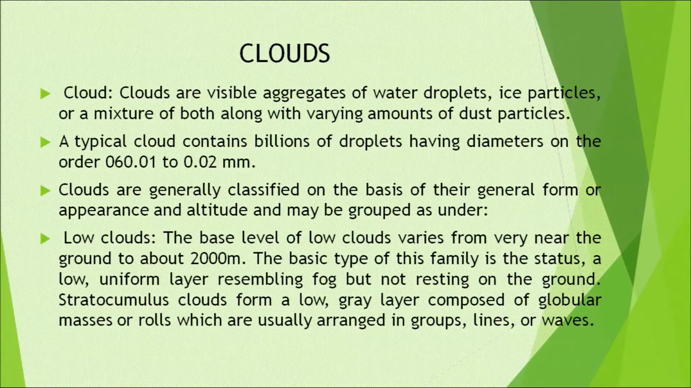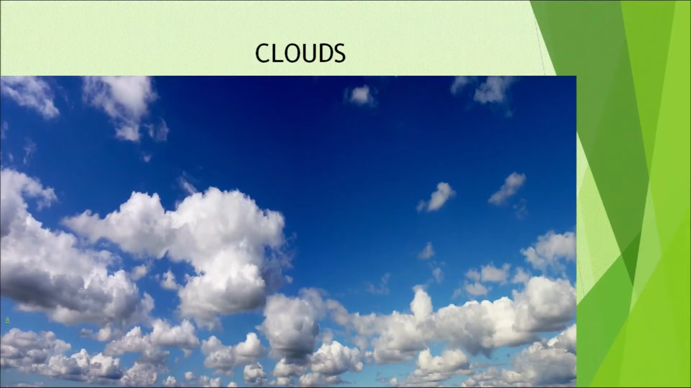Clouds are generally classified on the basis of their general form or appearance and the altitude, and may be grouped as number 1, low clouds. The base level of low clouds varies from very near the ground to about 2000 meters. The basic type of this family is a stratus, a low uniform layer resembling fog but not resting on the ground. Stratocumulus clouds form a low grey layer composed of globular masses or rolls which are usually arranged in groups, lines or waves. Look at the picture of the clouds beautifully scattered in the sky.